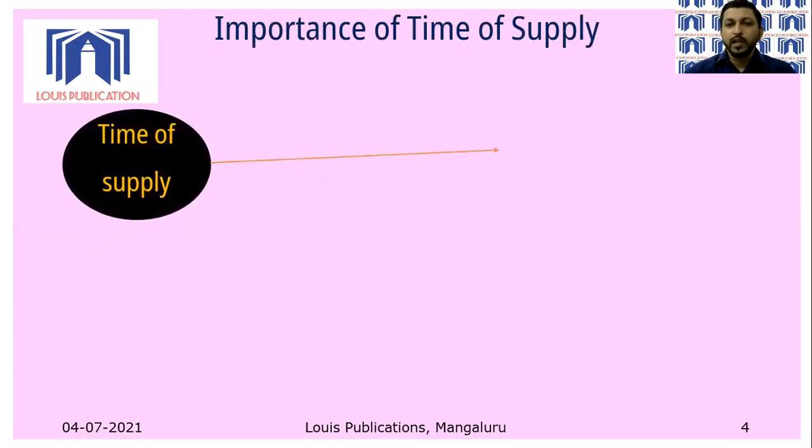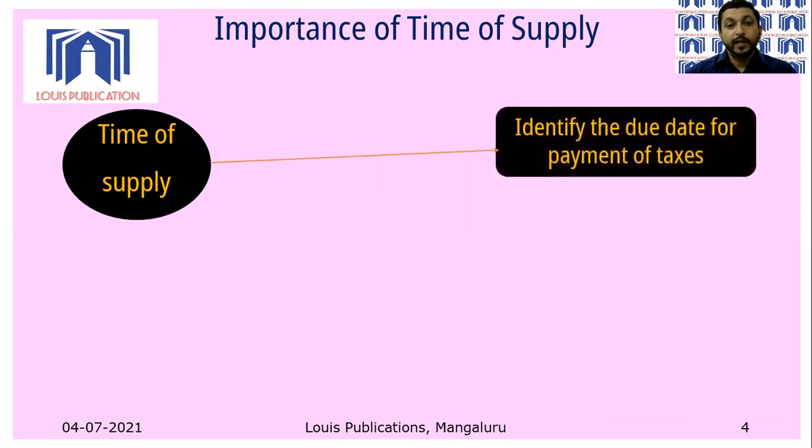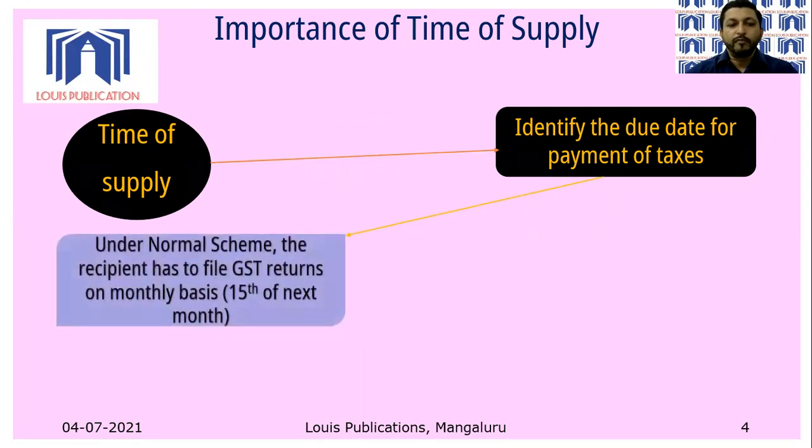So, importance of time of supply. As mentioned earlier, we will have to identify the due date of payment of taxes. Now we have two schemes of registration under GST. The first one is the normal scheme and the second one is called the composition scheme. When we say normal scheme, definitely the transactions are more, and since the transactions are more, as per the GST law, the returns are to be filed on a monthly basis, that is, within the 15th of the next month.